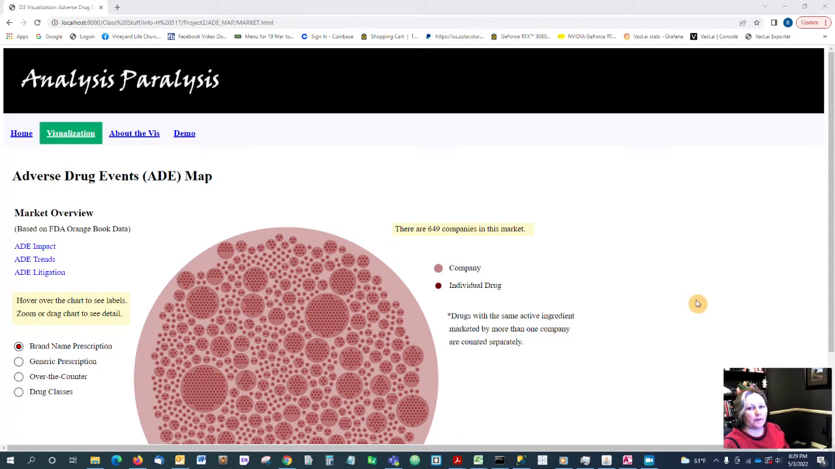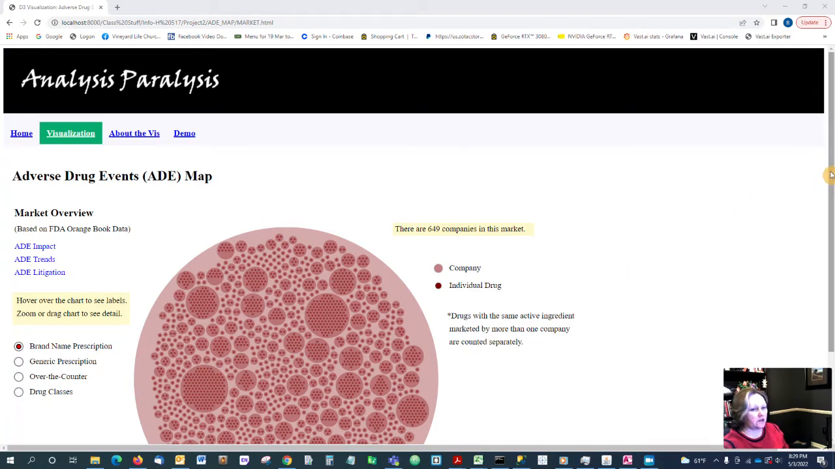Hello, I'm Bobby Kavna, and this is a demonstration for a D3 visualization I created based on FDA data for adverse drug events. An adverse drug event is when someone experiences harm from taking a medication. This visualization is broken into 4 parts.